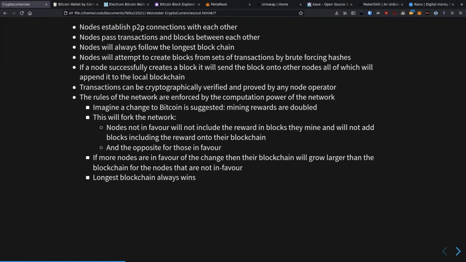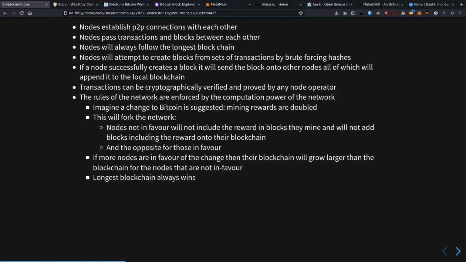And the rules of the network are decided by whoever has the majority computing power, because as I said, the longest block is accepted. So if you can create a longer block following different rules, then you can essentially change the way Bitcoin works. And I've got an example here. If you wanted to double the mining rewards, because when you mine Bitcoin, you get a reward to incentivize people to keep the network alive, you could fork Bitcoin. You could fork the software and add in code to allow double rewards.